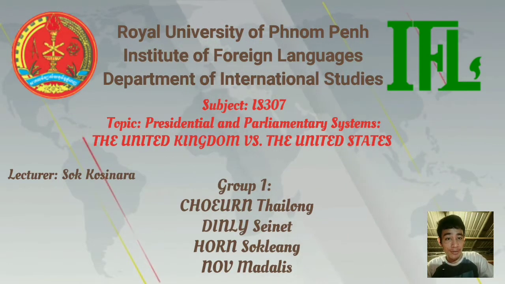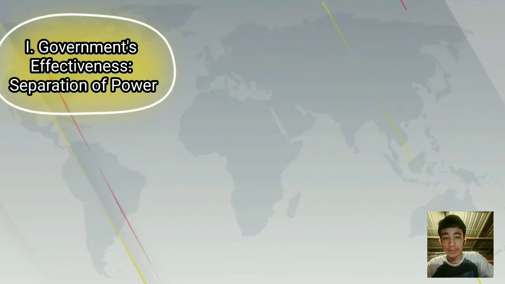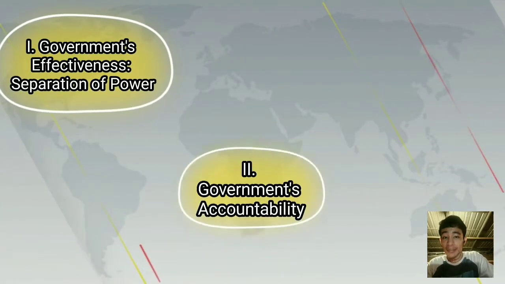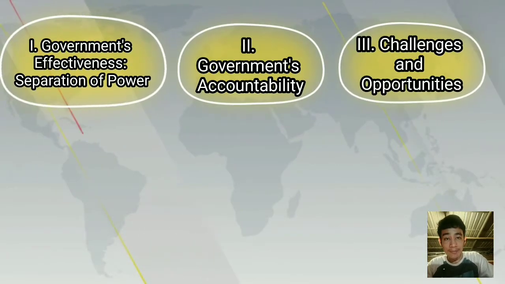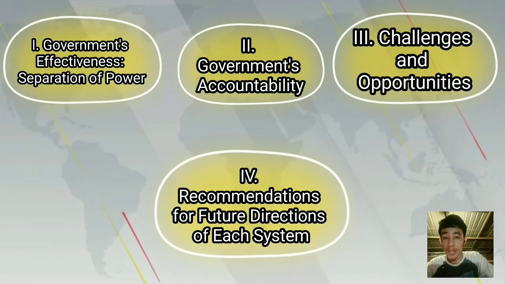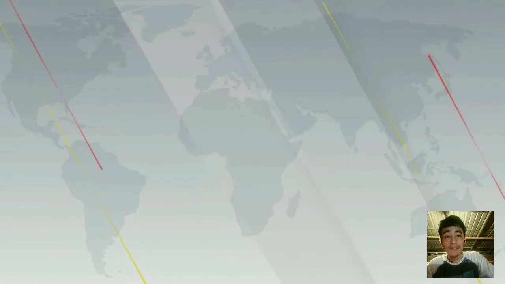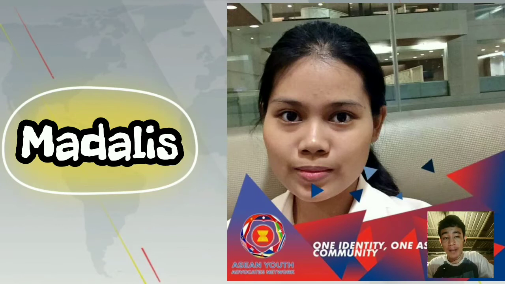In this video, we're going to be bringing your attention toward the comparison of the presidential and the parliamentary system between the United Kingdom and the United States of America. To begin with, we're going to look into the government's effectiveness in terms of separation of power, the government accountability, challenges and opportunities both states may have, and last but not least, recommendations for the future directions of each system. So without further delay, let's find out, and at least we'll be covering the first part for you.